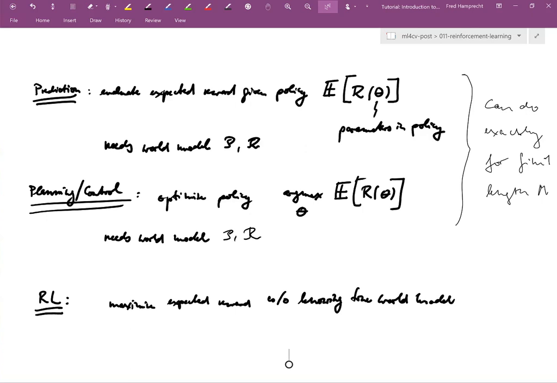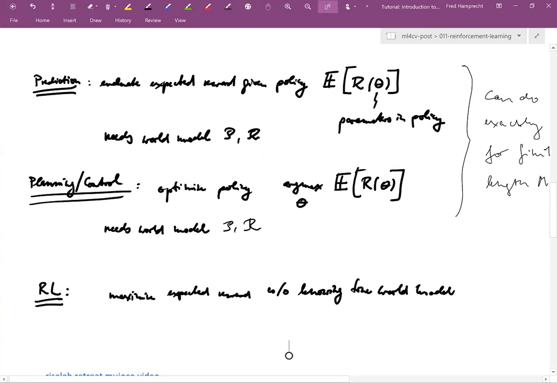Then in the second stage, for planning or control, we are given a world model. So we know that if we're in state A and we choose action 1, with which probability will we end up in state B, for example. So we have the world model, and we're trying to find the optimum policy under this world model. And then in the third line, reinforcement learning is the hardest problem of them all. We want to maximize the expected reward over all of time without, however, knowing the true world model, without knowing the consequences of our actions initially. So a very difficult problem.